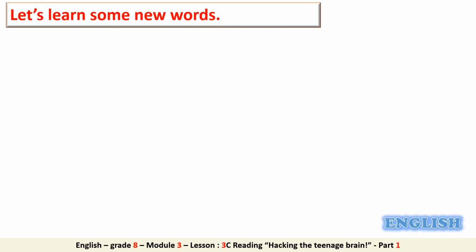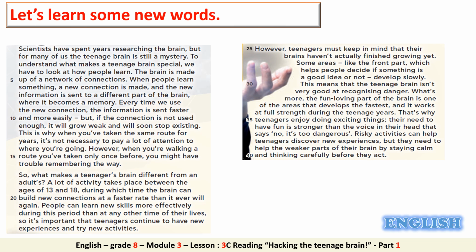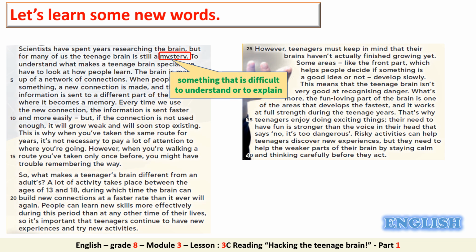Now, let's learn the meanings of some new words in the text. So let's start with the word mystery. What does it mean? Well, it means something that is difficult to understand or to explain. Then we have the word connections. What does it mean also? It means links or points connected to each other.